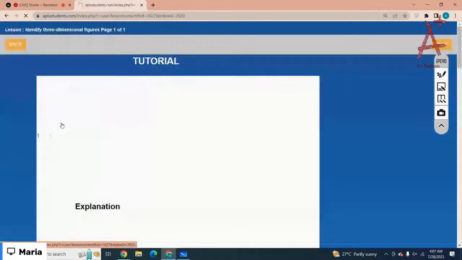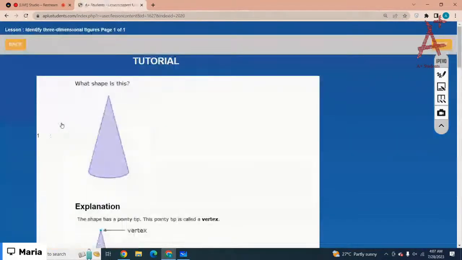Okay, what shape is this? This is a cone. Got it?